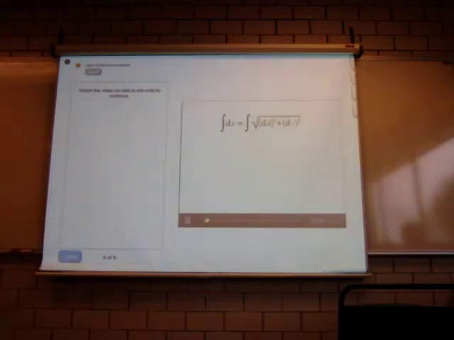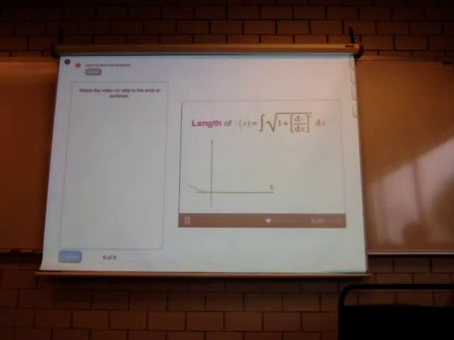Precisely. You can multiply this expression inside the integral by dx and divide by dx so that the value of this expression doesn't change. Then you brought the 1 over dx inside the square root, giving you the square root of 1 plus dy dx squared. And this is a formula you can use to find the length of a curve.